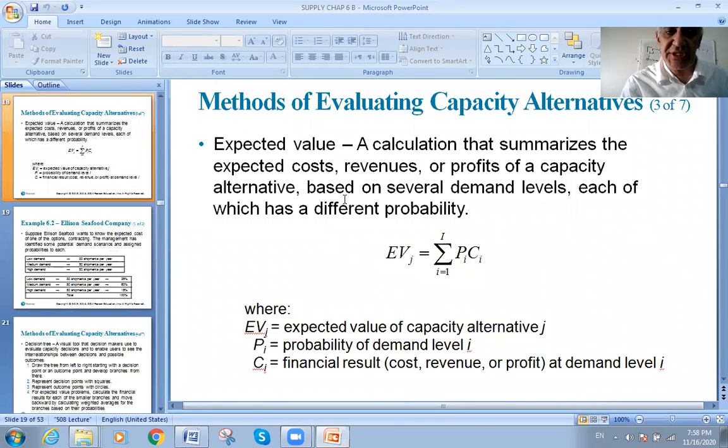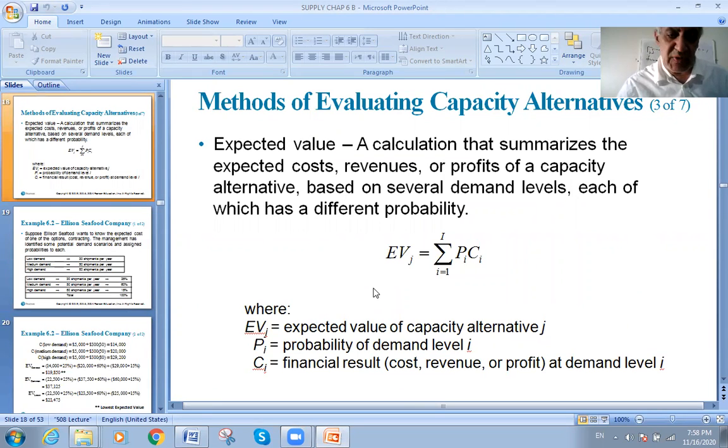Here are the calculations, methods of evaluation. We will get the expected value. The expected value equals the summation of P, the probability, times the financial results, whether it's cost, revenues, or whatever. So we will do multiplication. It's very easy.